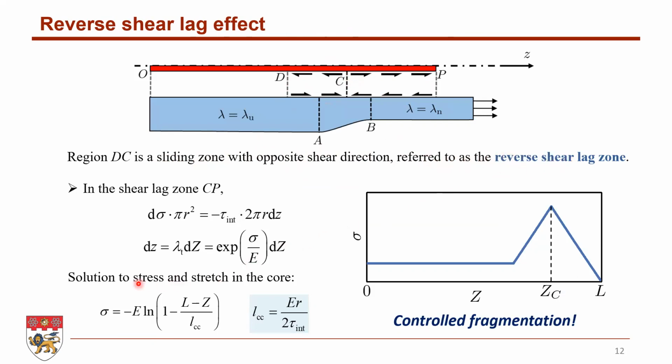And also we can obtain the stress distribution in the core, where we can find that there is a peak tensile stress at point C. This is actually a very important feature, because that means the fracture in the core in this case is deterministic rather than random. So this is the key to the controlled fragmentation.